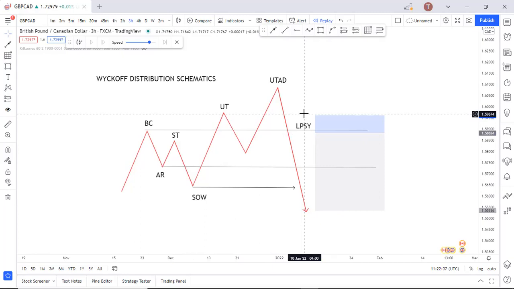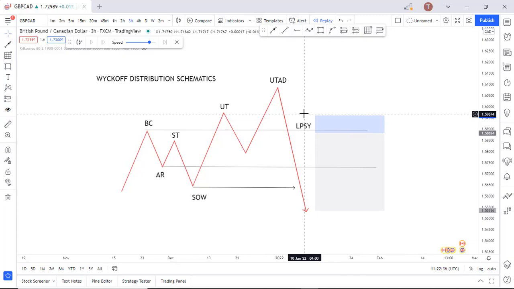We have two types of Wyckoff. We have the distribution schematics and we have the accumulation schematics. The accumulation schematics will be in the next video. I'll be explaining the accumulation schematics in my next video. Accumulation schematics, we look for them at the bottom of the range, that is the bottom of charts, in demand zones, whereas distribution schematics, we look for them in supply zones at the top of the chart.